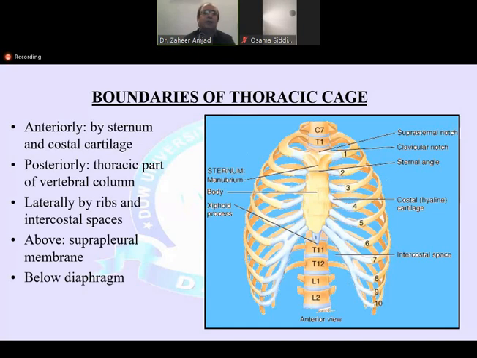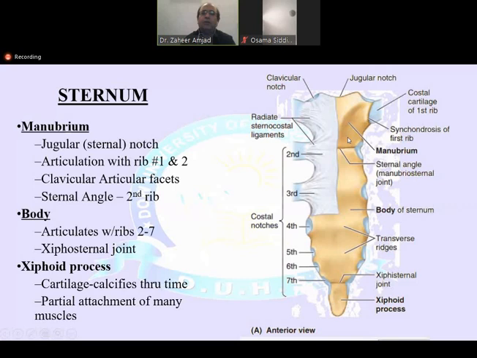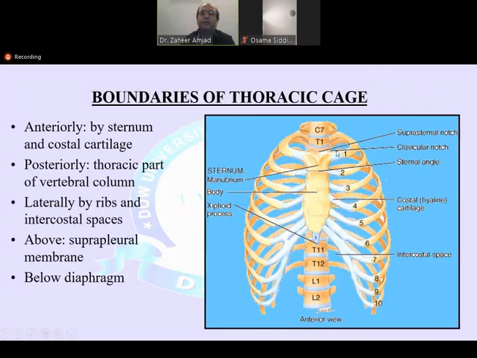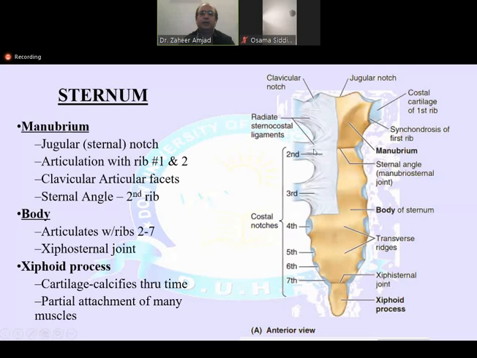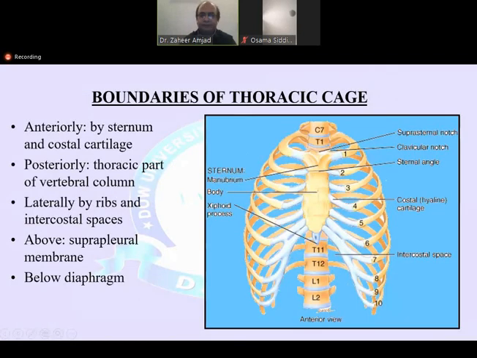So the boundaries of the inlet: if you see the inlet boundary, you will see that this is the upper part of thoracic vertebra 1. Then laterally it is bounded by the medial margin of the first rib, and then the upper margin of the manubrium sterni, which is called the sternal notch here. It's a depression. This is the boundary of the thoracic inlet. Below it is bounded by the diaphragm.